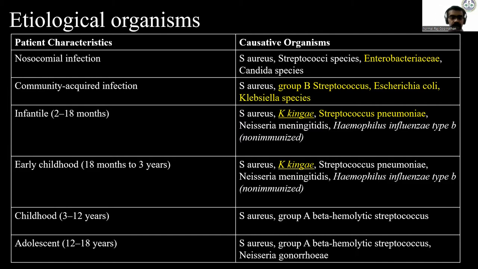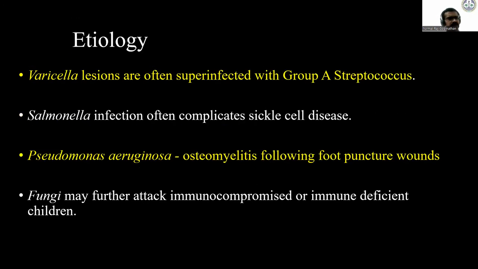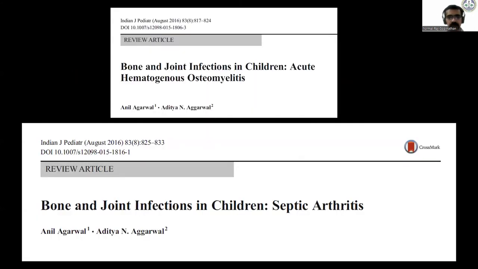And also in infants, you have to think about streptococcus. But Staphylococcus aureus is the commonest organism across all the age groups for both these disorders. And a few other things, like varicella lesions are super infected with group A streptococcus, and Pseudomonas aeruginosa osteomyelitis may be seen in foot puncture wounds, etc. So these are a few etiologies which you have to keep in mind.